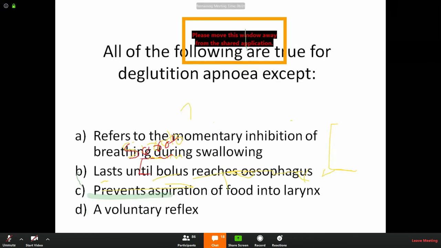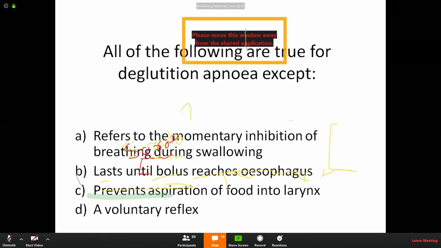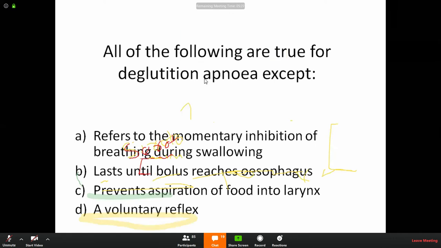Then all of the following are true for deglutition apnea, except. It refers to the momentary inhibition of breathing during swallowing, lasts until the bolus reaches the esophagus, prevents aspiration of food into the larynx, or voluntary reflex. Voluntary reflex, D. Okay, this question is except. So all these three, A, B, and C, are correct except voluntary reflex, because deglutition is involuntary. Deglutition apnea is involuntary, right?